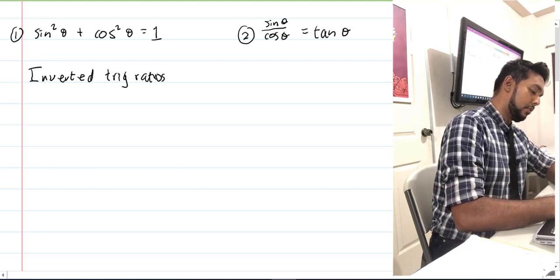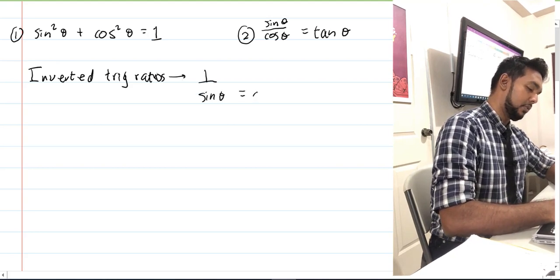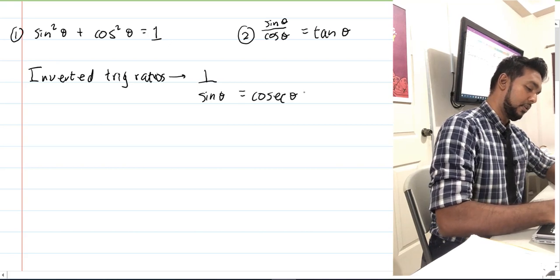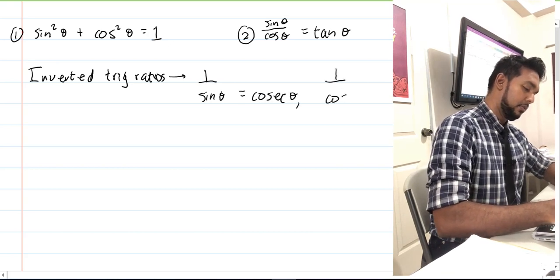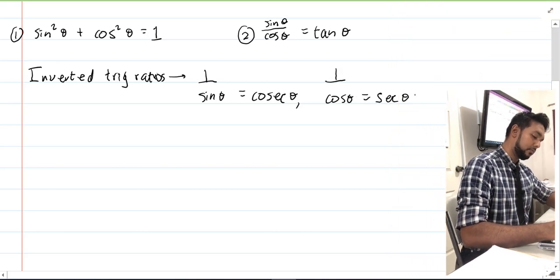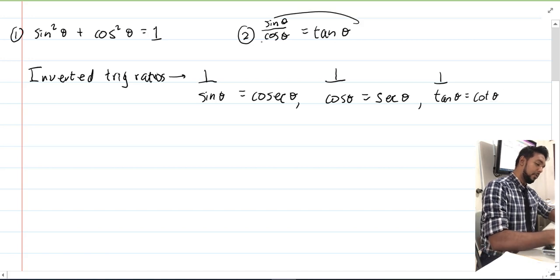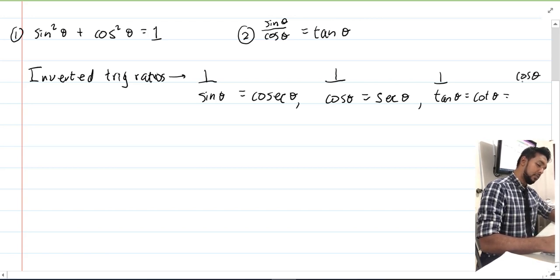Inverted trig ratios. Right, so 1 over sine theta is equal to cosec theta. 1 over cos theta is equal to sec theta. And 1 over tan theta is equal to cot theta. And remember, tan is sine over cos. So if you put 1 over tan, you have to invert that fraction. So that's cos theta over sine theta. This is going to be one that's kind of important in some aspects. I mean, they're all important, right?